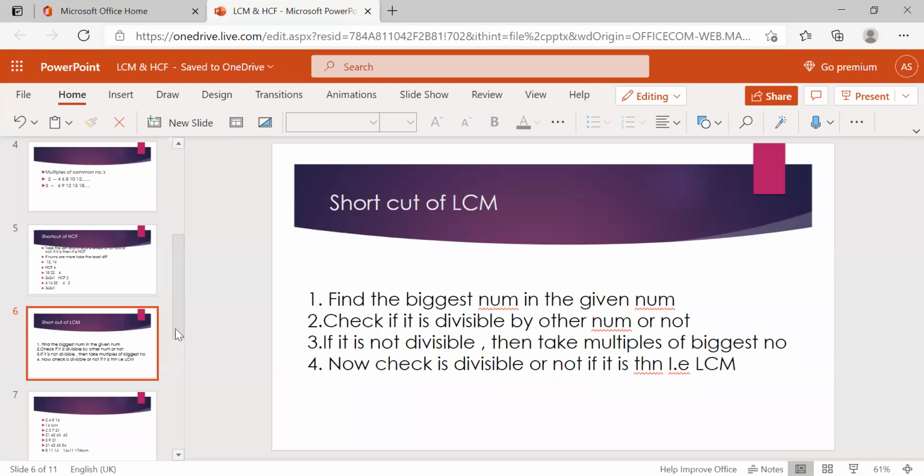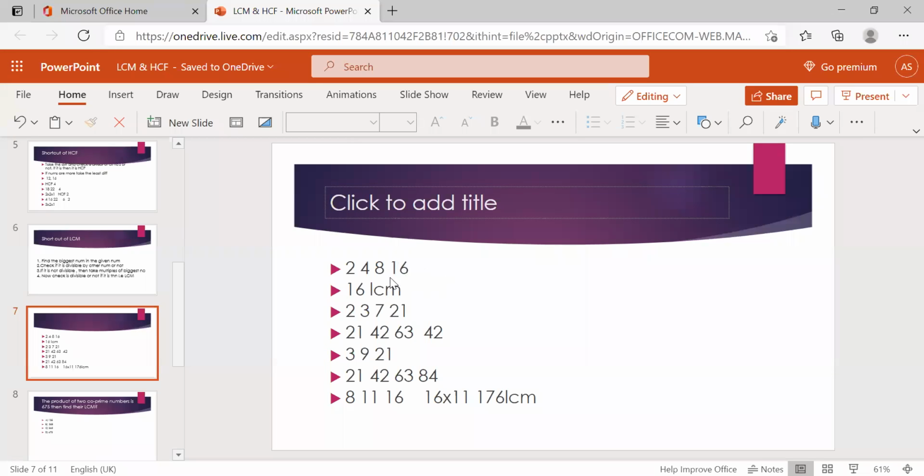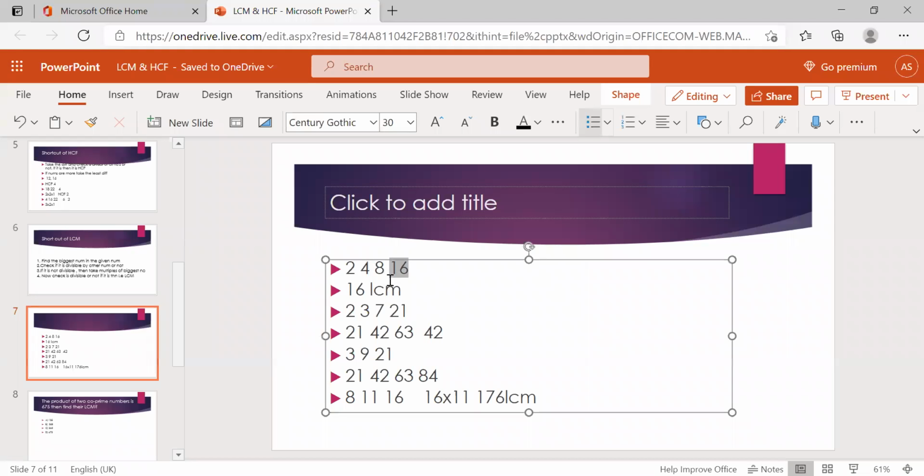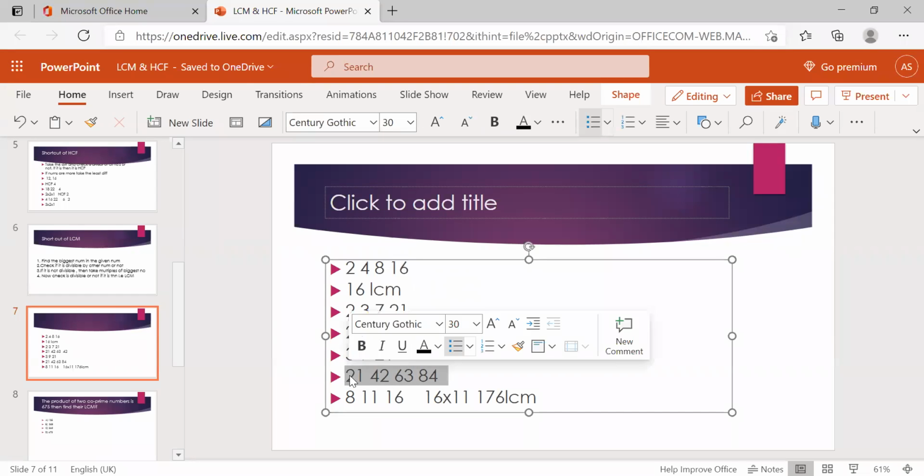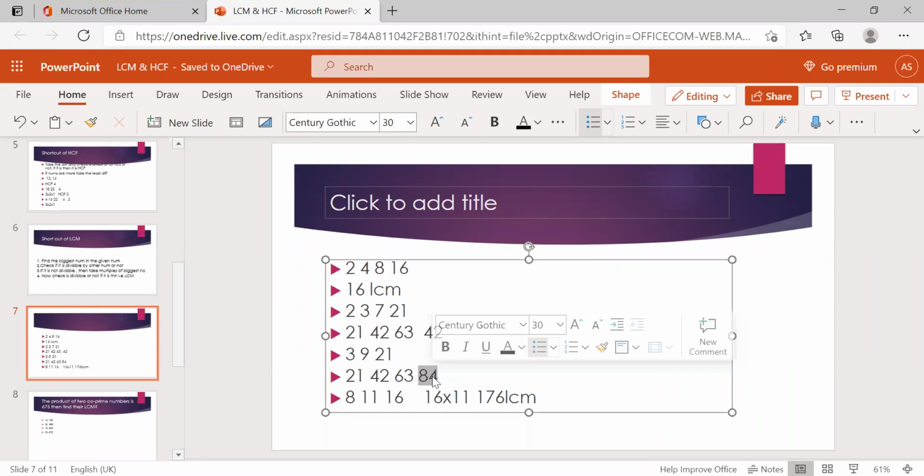LCM shortcut. First of all, take the big number. What is the big number here? 16. Is 16 divisible by the remaining 3 numbers? Yes, divisible. Then the LCM is 16. And here 21, 42, 63, 84. Which one is the highest number? 84. So is 84 divisible by the remaining? Just check that. If it is not, then try the multiples of 84. Then we'll get the LCM.